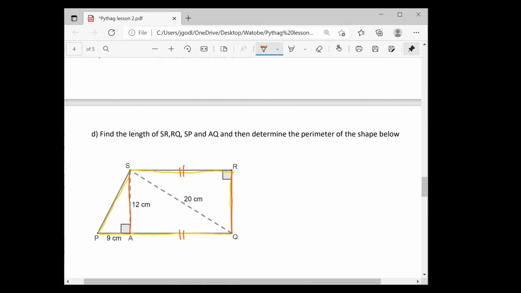I've tried to give you some helping steps here. If you find the lengths of these sides, some of them are much easier to find than others, then finding the perimeter of the shape shouldn't be too hard. You might want to start with finding RQ. That might be a nice, easy one to start with. Or SP might also be an easy one. And then AQ and then SR. But you can go in any order you would like. Let's see how these go and see if we can get our perimeter of the shape.